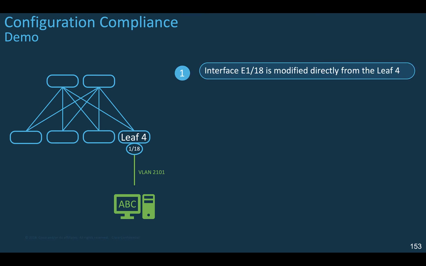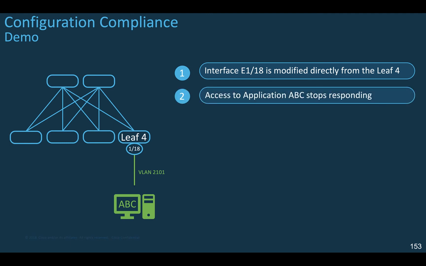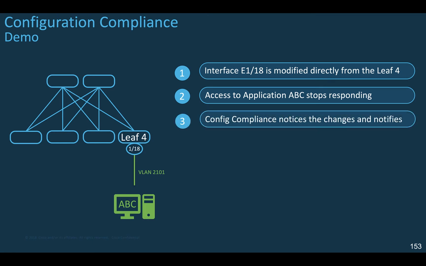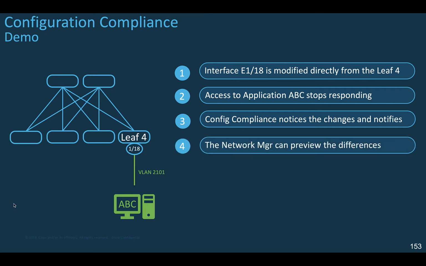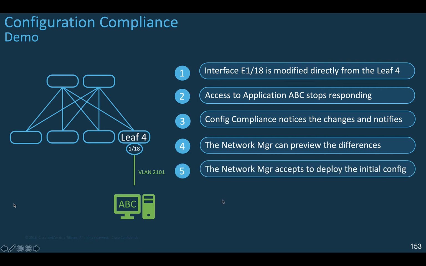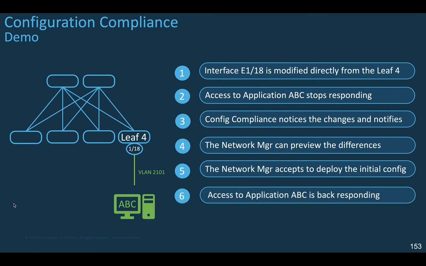A configuration change occurs suddenly in interface E1/18 on LIF4. As a result, the application stops working. The config compliance process detects a change and highlights the device concerned by the change in the Fabric view. The end user can immediately preview the differences and accept to deploy back the initial configuration to resolve the issue. Consequently, after deploying the initial configuration, the application is available again.